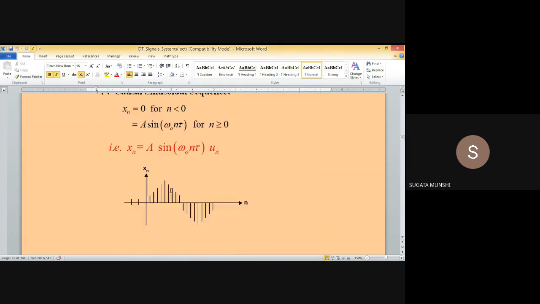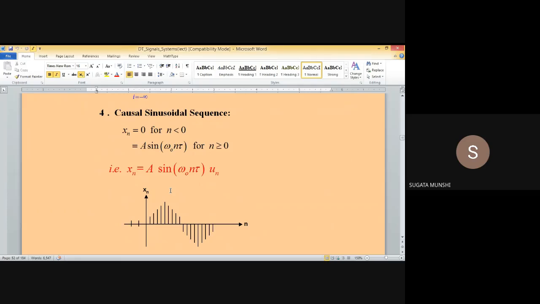Now consider the causal sinusoidal sequence. Causal sinusoidal sequence means that the sequence has identically zero values for n less than 0. And for n greater than or equal to 0, it has the expression sine(omega 0 n tau). I have shown only one complete cycle of this discrete time sine wave. There will be an infinite number of such cycles extending up to n equal to infinity. What will be the Z transform? How will you obtain the Z transform of this sequence?